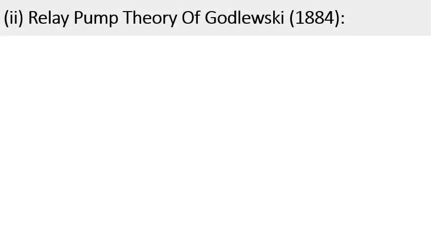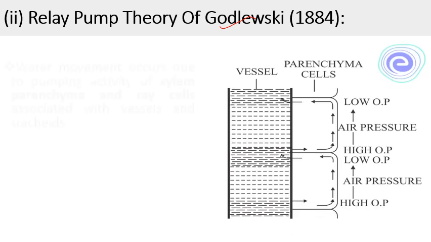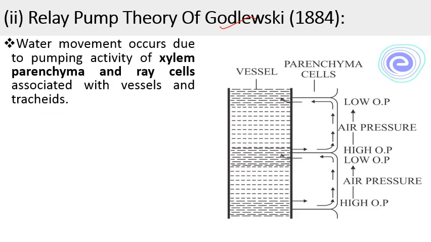Next vital force theory is the relay pump theory, given by Gordlevski in 1884. According to this theory, water movement occurs due to pumping activity of xylem parenchyma and ray cells. Hume pata hai jo xylem parenchyma, that is a living cell which is associated with xylem vessels, iske alawa usme present hote hain ray cells, and these cells are mainly thought to be involved in this process of ascent of sap, and they are associated with vessels and tracheids.